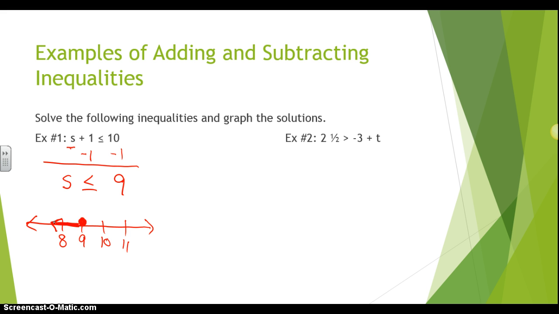Example number 2, we have 2.5 is greater than negative 3 plus t. So here we have to get t all by itself. So I'm going to add 3, take the inverse of a minus 3, which is adding 3 to the left and to the right side. Negative 3 and positive 3 cancel out, which leaves me t on the right. On the left, 2.5 plus 3 is going to give me 5.5. So my solution to this inequality is 5.5 is greater than t.